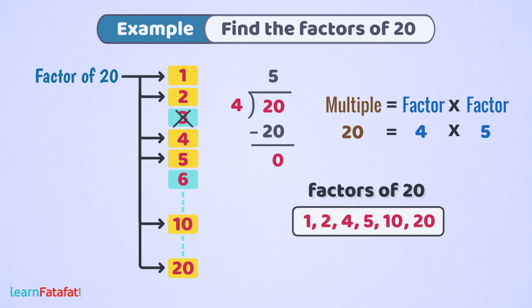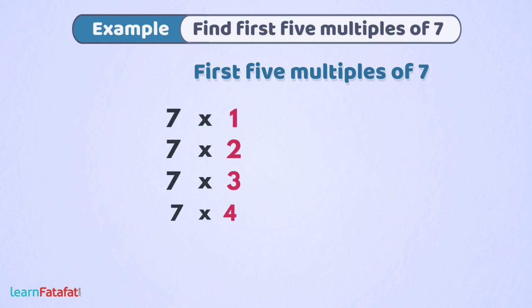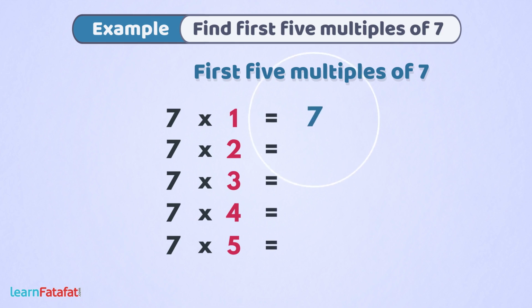Another example. Find the first 5 multiples of 7. Solution. The first 5 multiples of 7 can be obtained by multiplying 7 by 1, 2, 3, 4 and 5, which gives multiples 7, 14, 21, 28 and 35.